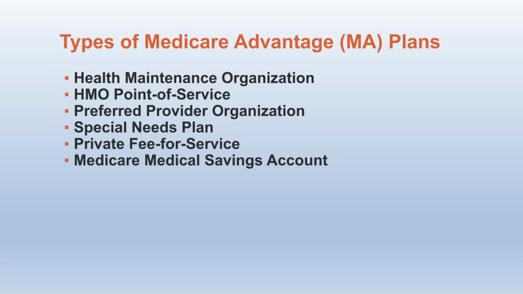Medical Savings Account, or MSA plan. This is a plan that combines a high deductible health plan with a bank account. Medicare deposits money into the account, usually less than the deductible, and you can use the money to pay for your health care services during the year.